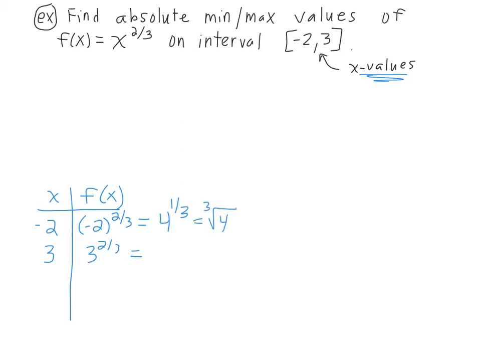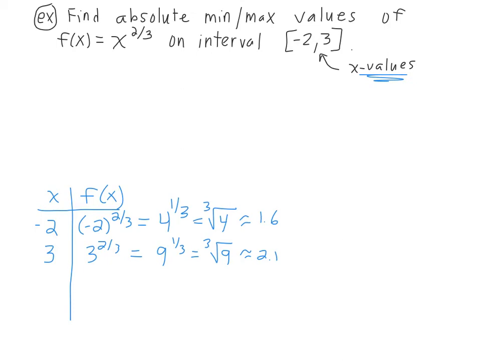And likewise down here, you would have 9 raised to the 1/3, and this is the cube root of 9. So we don't know exactly what those numbers are, but we know which one is bigger. We know the cube root of 9 is going to be bigger than the cube root of 4. Now, if we went to a calculator, you would see that this is approximately 1.6, and this is approximately 2.1. So keep that in mind.